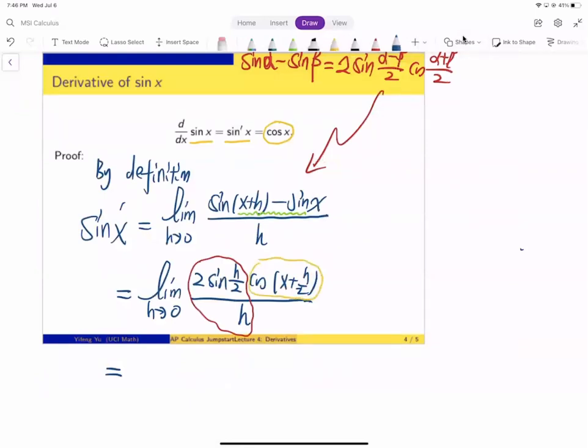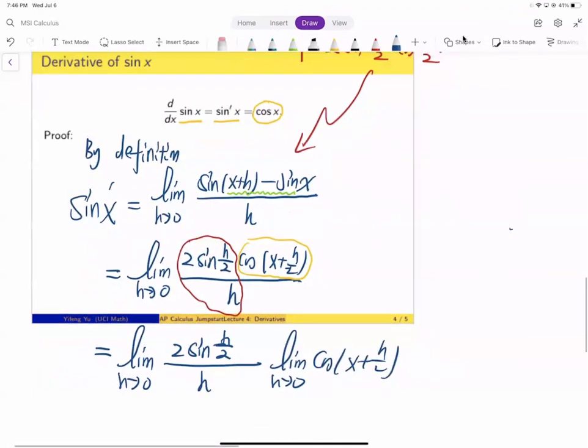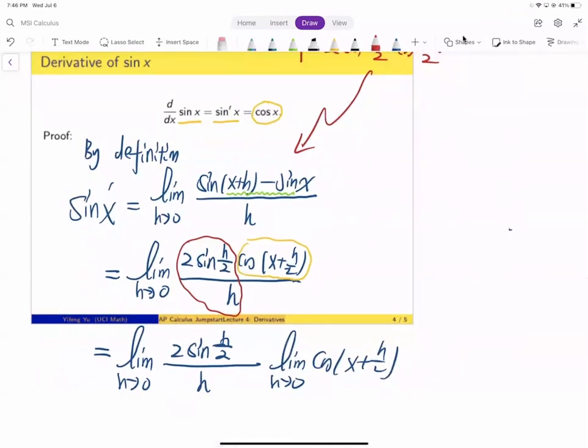All right, so let's say this is the limit as h goes to 0 of 2 sine of h over 2, over h, and the limit as h goes to 0 of cosine of x plus h over 2. Now this one is simple. When h goes to 0, the cosine is continuous, so this one just goes to cosine x, right? Simple. Now the more tricky part is this one. What is the limit of this?